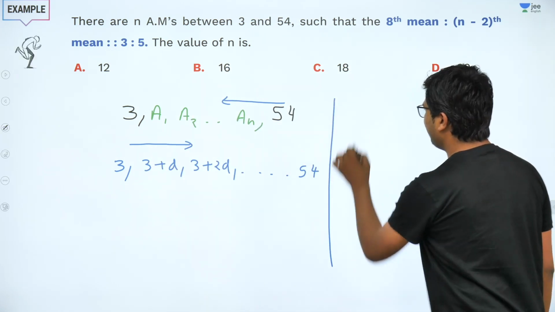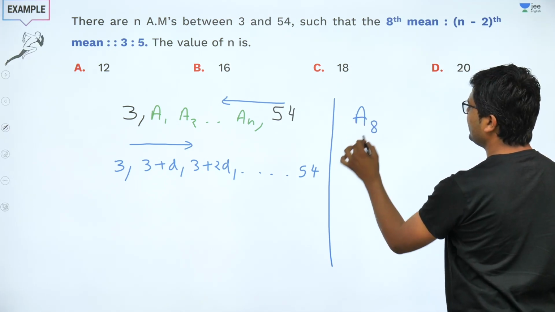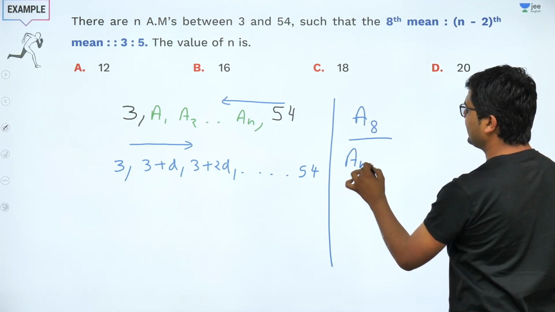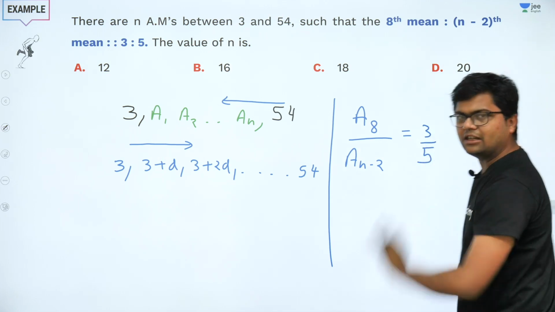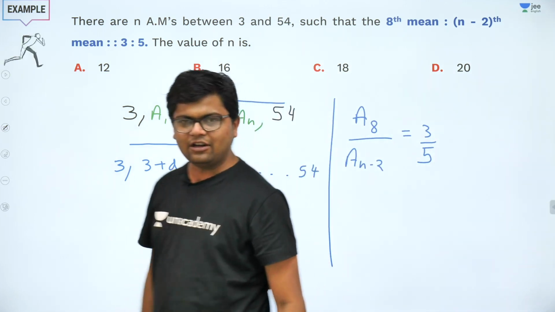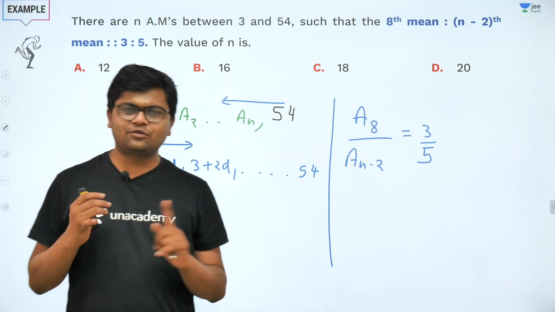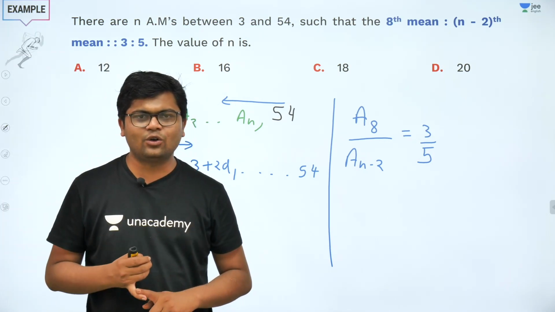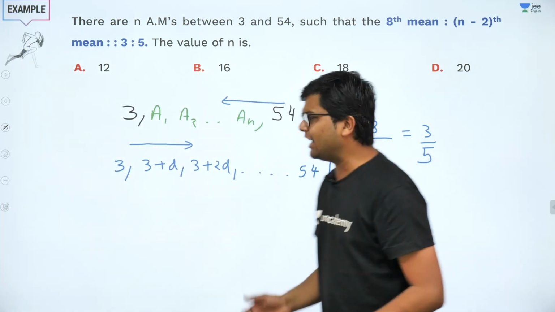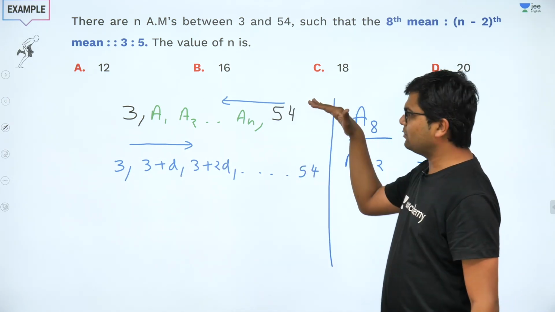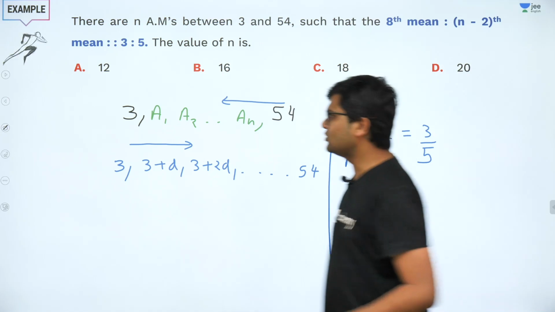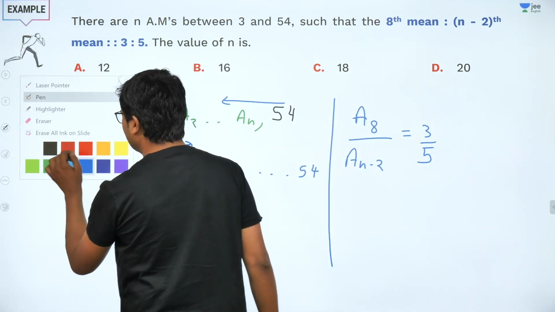Now, we have been given the ratio of a8 upon an-2 as 3:5. This is the ratio that the question has given us. Now, I will write a8 only in terms of d and an-2 only in terms of d. A8 I will write from this forward AP and an-2 I will write from the backward AP. Got my point? So let's just write a8 and an-2.